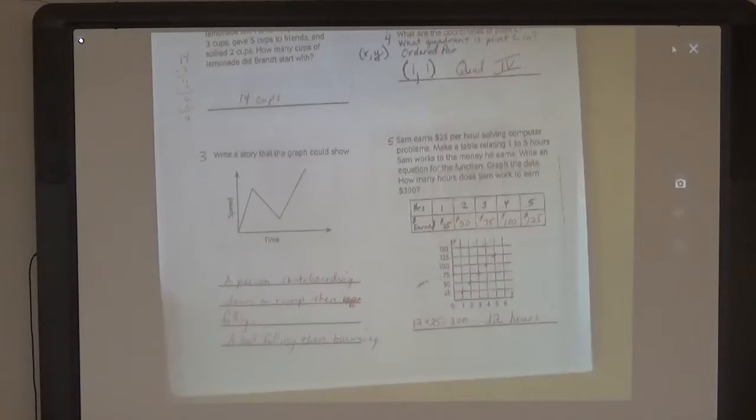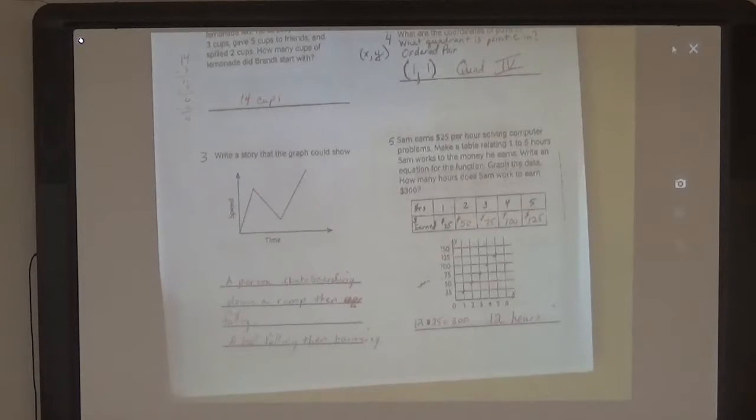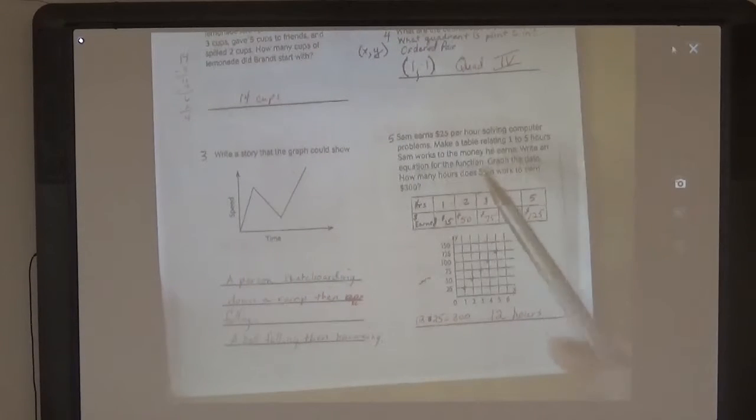Number 5. This is one that we did earlier. Sam earns $25 per hour solving computer problems. Make a table relating 1 to 5 hours to the amount of money he earns. Write an equation for the function. A function is an equation. And graph the data. Then answer the question, how many hours did Sam work to earn $300?